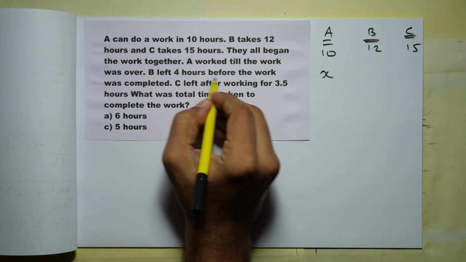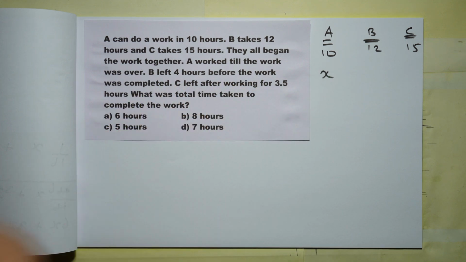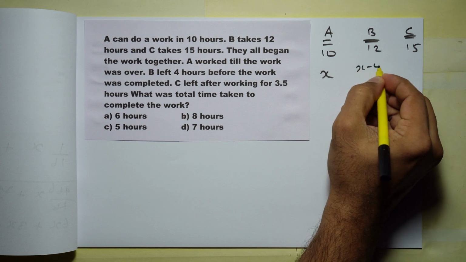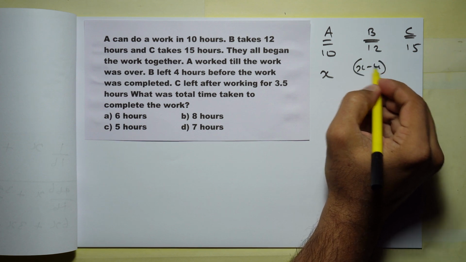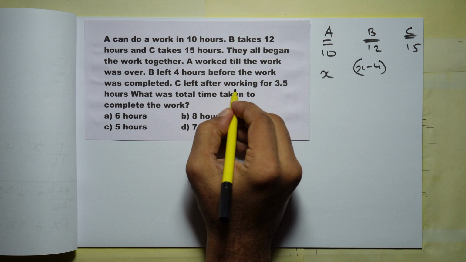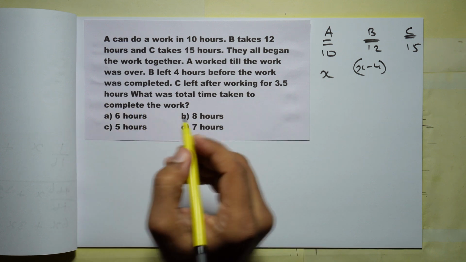B left 4 hours before the work was completed. So B works for x minus 4 hours, 4 hours less. C left after working for 3.5 hours.